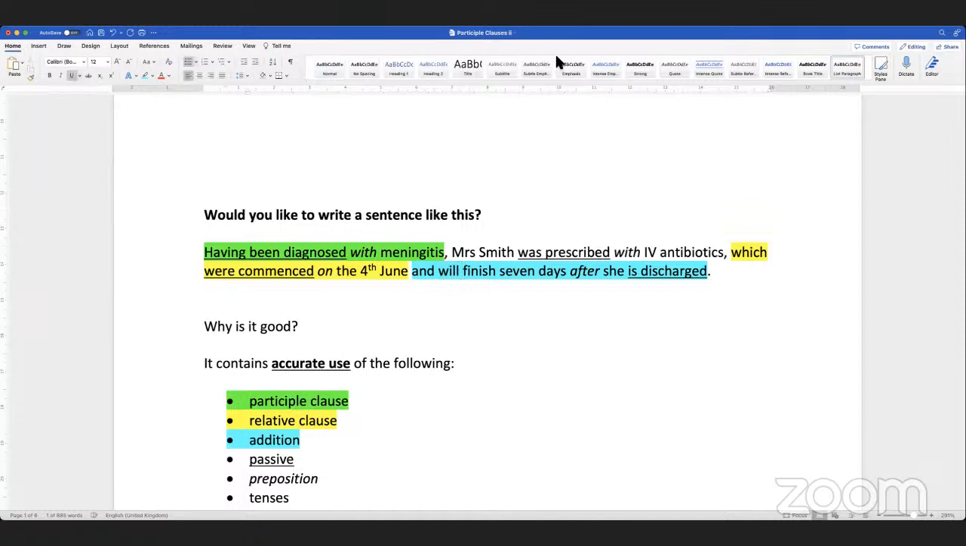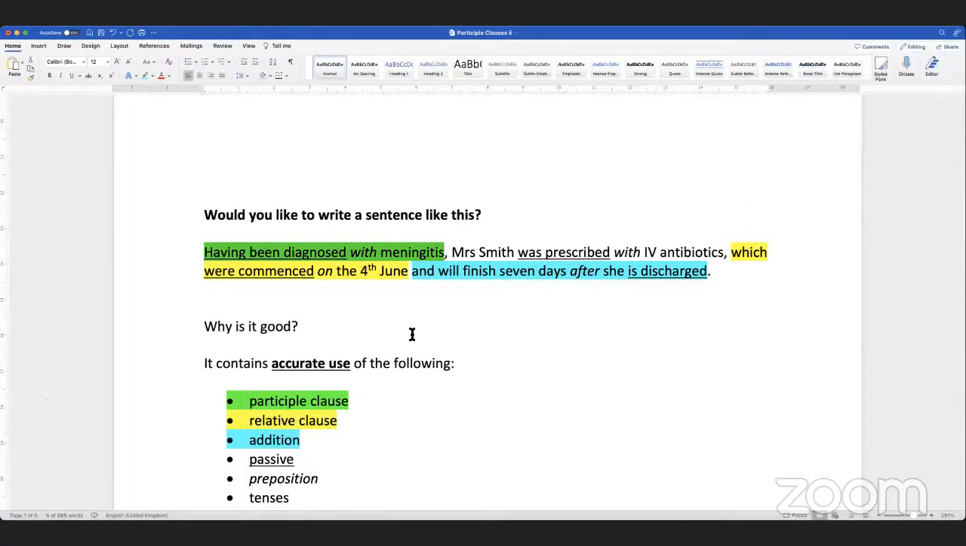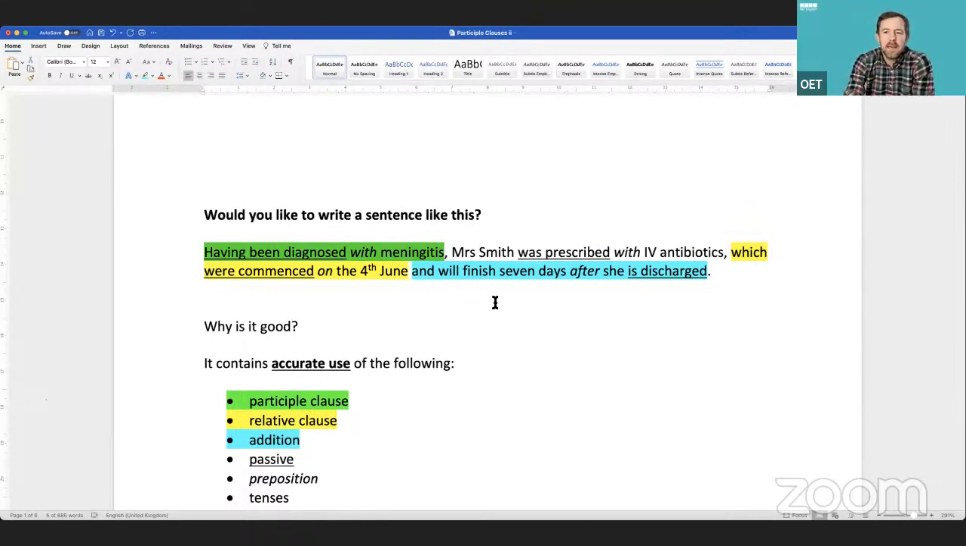So there's a reason why it's good. It's not just, wow, it's magic. It's not magic. These are all things that you can learn. These are all things that you can practice. This is something that we're going to look at today. Does that sound professional to you, having been diagnosed with meningitis? Yes. Sounds good, doesn't it? Really good. I love this sentence. I think it's really good.